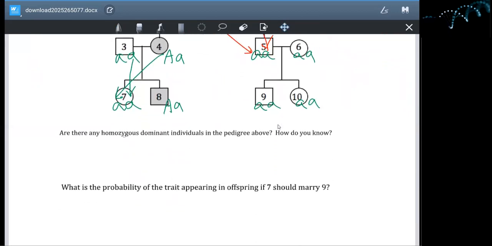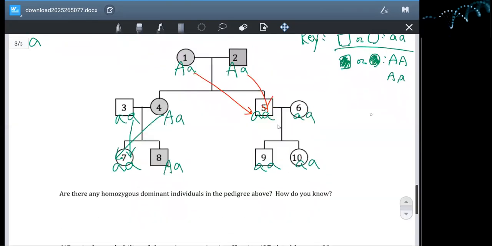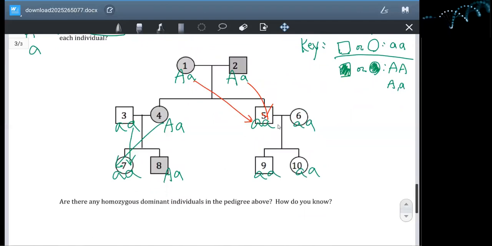Are there any homozygous dominant individuals in the pedigree above? How do you know? Homozygous dominant, that is this. Homozygous dominant, right? Nope, none of these. The reason, how do you know, is because there's no probability that you can have an individual that could inherit the dominant allele from each parent and still produce offspring that are recessive, because you are seeing normal kids from all these affected individuals. Okay.